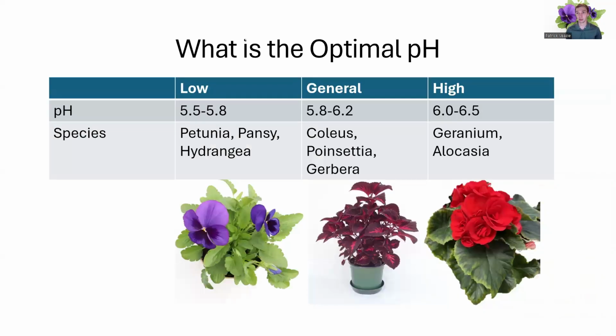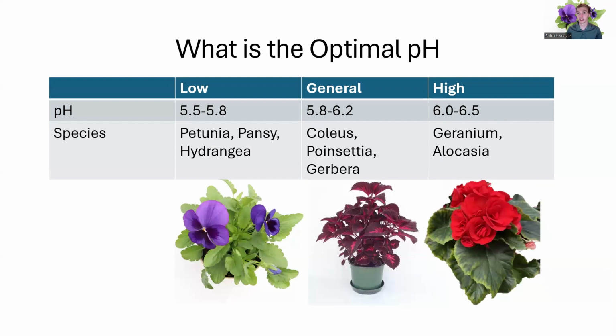Now, what is the optimal pH? In general, we want to say targeting between 5.8 and 6.2. This is for a wide range of species, your coleus, poinsettia, your gerbera. Now, some plants like it a little bit more acidic, such as petunia, pansy, and hydrangea.